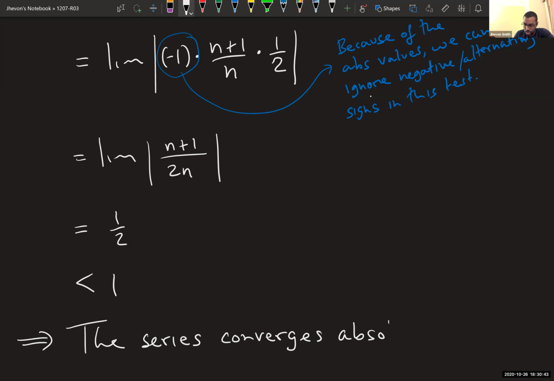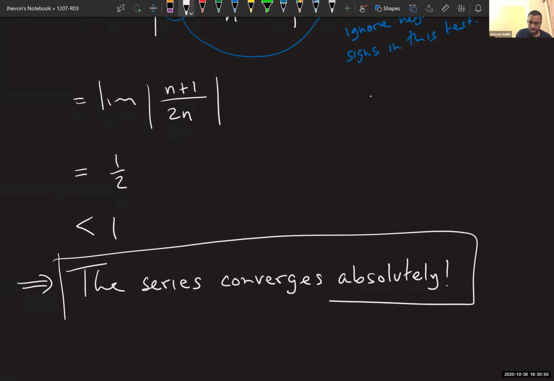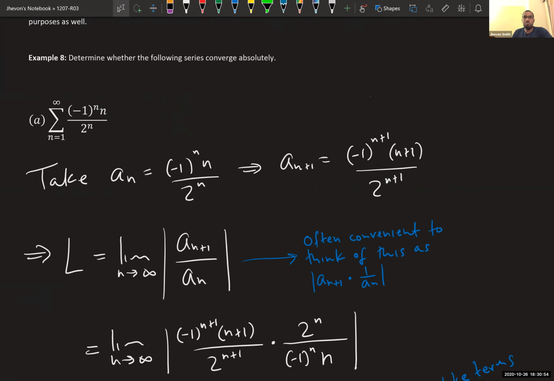Absolutely it converges. This series converges absolutely. Meaning the alternating sign is irrelevant. I could have just taken away all the negative signs. It still converged.